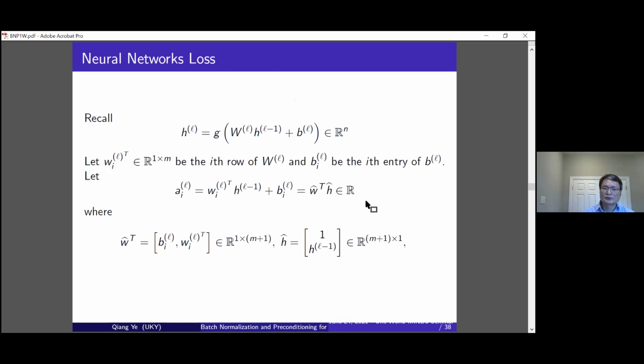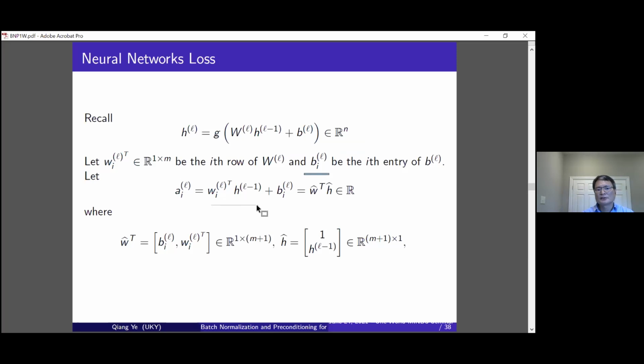So now let's look at applying this to neural networks. For that, first I need to set up some notation to simplify things. Let's look at one hidden layer here, and let Wi be the ith row of the weight matrix there. I'm just going to consider one row and one entry of the bias, just one at a time.